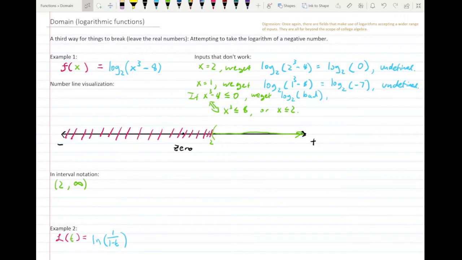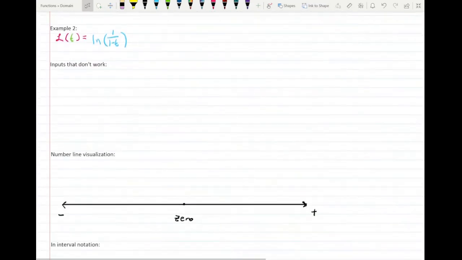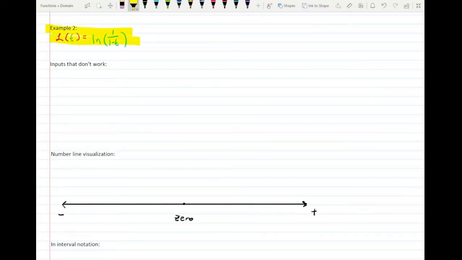Let's look at another example. Let's say we've got L of t equals the natural log of 1 over 1 minus t. Notice here that the base of the log doesn't matter at all. Last time it was 2, here it's e. No matter what, you can't take the log of a non-positive number. So our two ways for this to break are the log, as we said before, and the division by 0 right here, or potential division by 0.